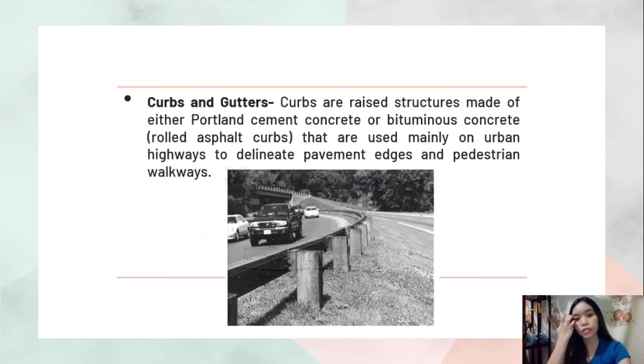Next is the curbs and gutters. So curbs are raised structures made of either Portland cement concrete, bituminous concrete, or rolled asphalt curbs that are used mainly on urban highways to delineate pavement edges and pedestrian roads. So curbs are also used to control drainage, improve aesthetics, and reduce right of way. Curbs can be generally classified as either vertical or sloping.